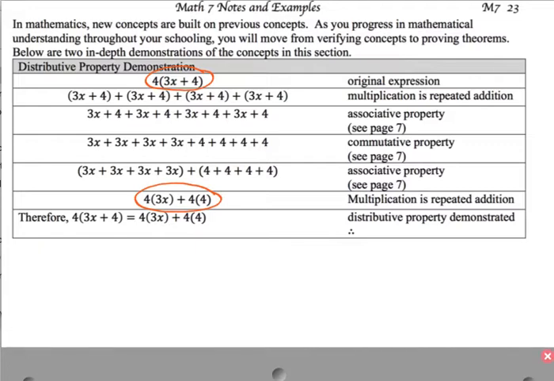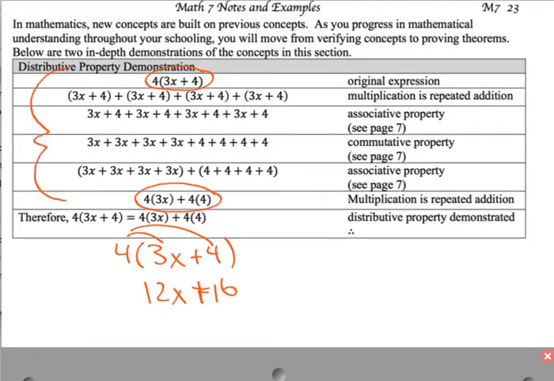Now, we do not go through this much detail when we're just doing a problem. We will distribute it, we'll go ahead and multiply it, and that's what we will do. This right here is why it works. It's just what's going on under the hood.